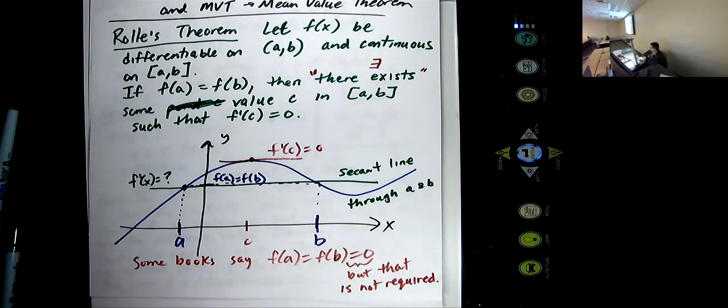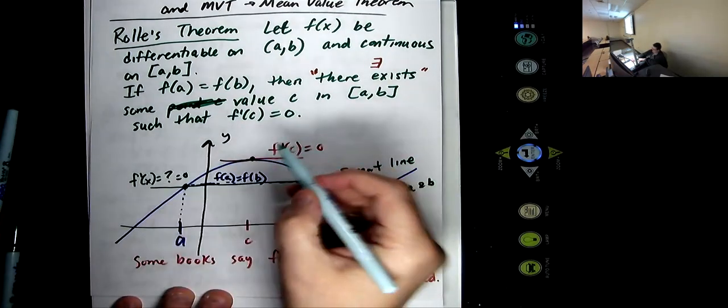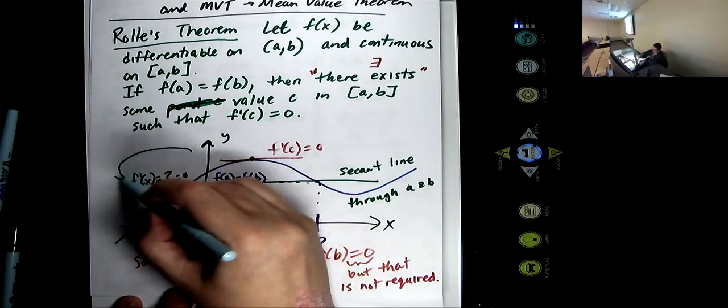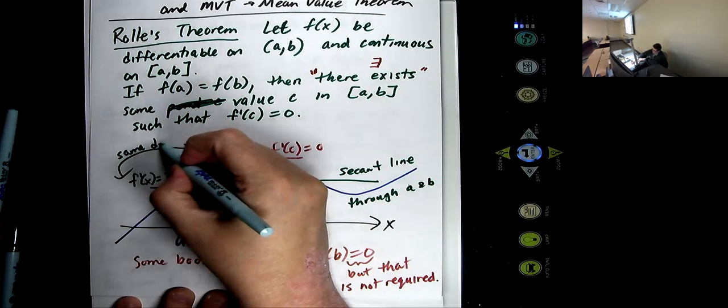This is some calculus. This is basic algebra. Rise over run. The slope is 0. These two have the same derivative.